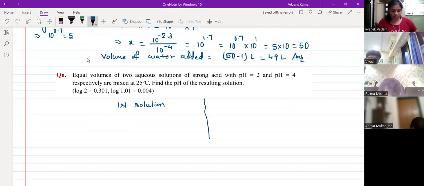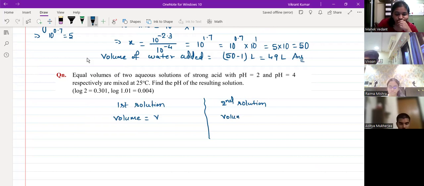We have got first solution and we have got second solution. First solution is having equal volume, so let's assume both to be V liters. Let me write x to avoid confusion. This is x liter, so this is also x liter, right.